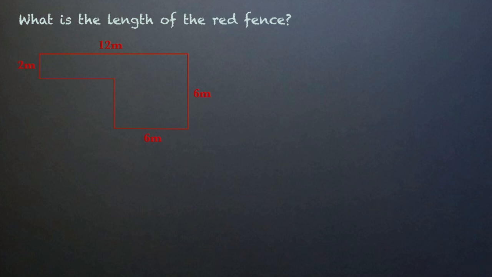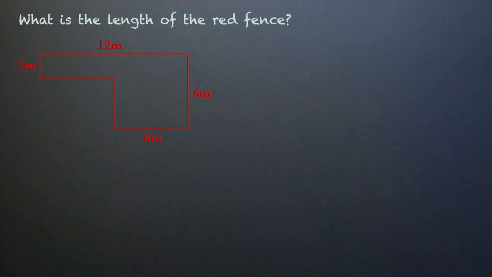This question is asking us what is the length of the red fence. We're given that this top edge is 12 meters, this side edge is 6 meters, this bottom edge is also 6 meters. This side we haven't been given a measurement, and this edge also we haven't been given a measurement.